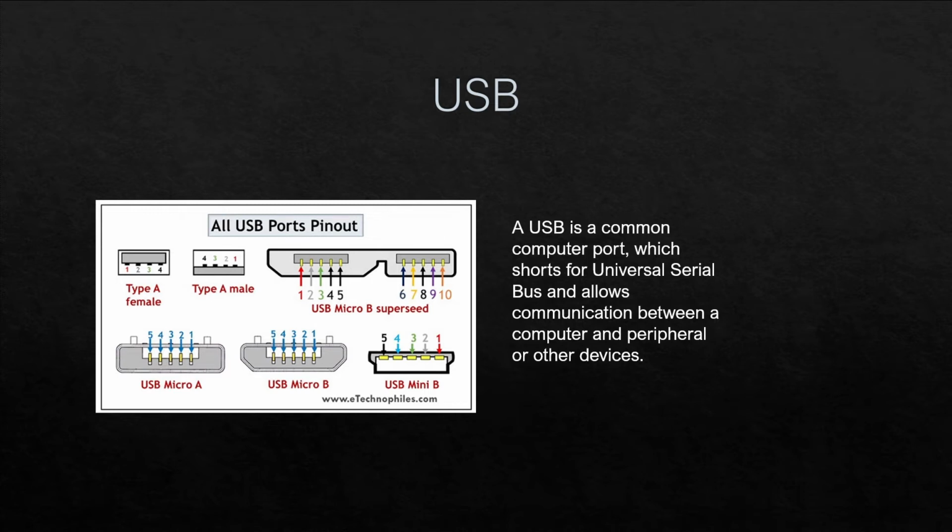And the next is USB. A USB is a common computer port which supports universal serial bus and allows communication between a computer and peripheral or other devices. USB is a port bus where the USB host initiates all data exchange. Data travels to or from an endpoint on the USB device. Clients on the USB host store data in buffers but have no endpoint.